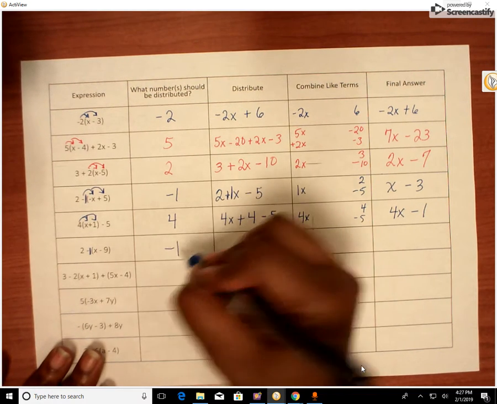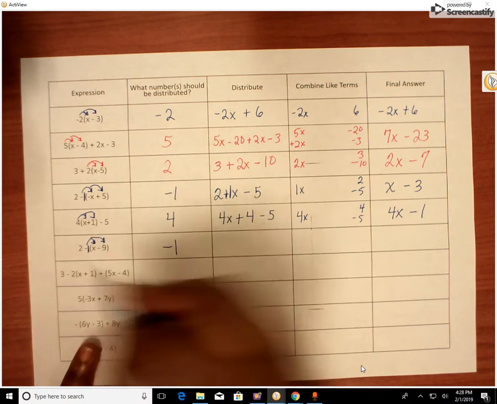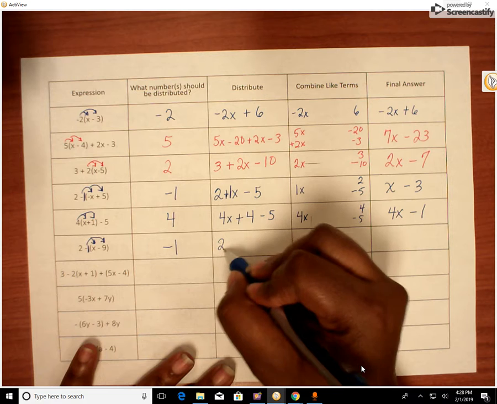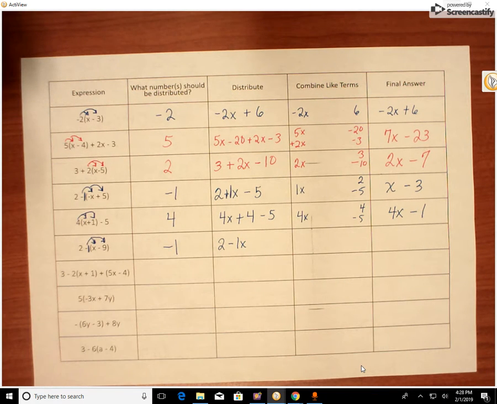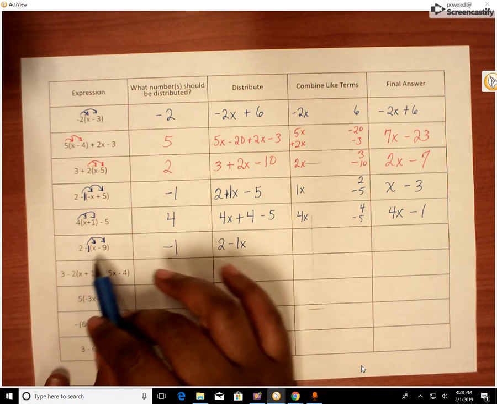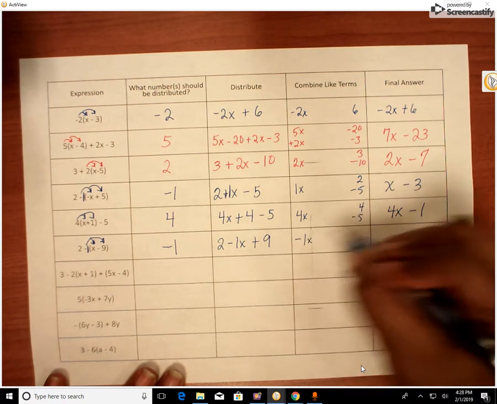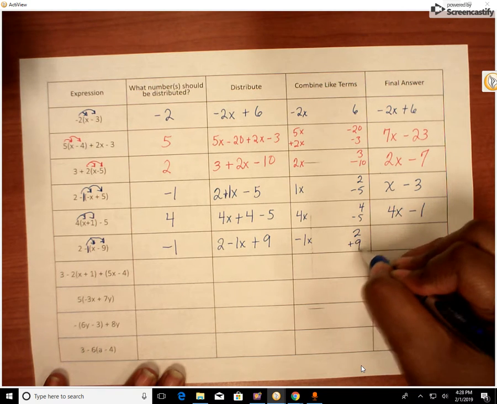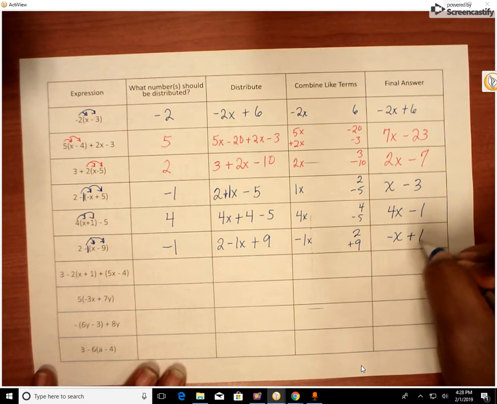Here's another negative 1 right there. We're going to distribute negative 1 times everything on the inside. Negative 1 times regular 1 is just a negative 1x. And you notice I went ahead and put just the 2. And a negative 1 times a negative 9 is a positive 9. So negative 1x plus 9, negative x plus 11.